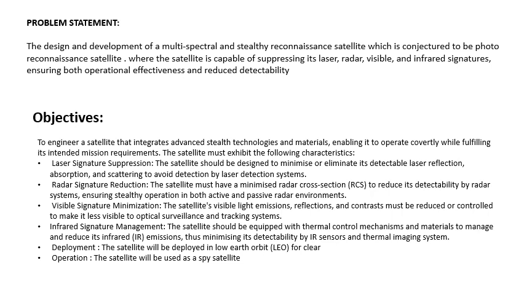Visible signature minimization: the satellite's visible light emissions, reflection, and contrast must be reduced or controlled to make it less visible to optical surveillance and tracking systems. Infrared signature management: the satellite should be equipped with thermal control mechanisms and material to manage and reduce its infrared emission, thus minimizing its detectability by IR sensors and thermal imaging systems. Deployment: the satellite will be deployed in low Earth orbit for clear operation. The satellite will be used as a spy satellite.